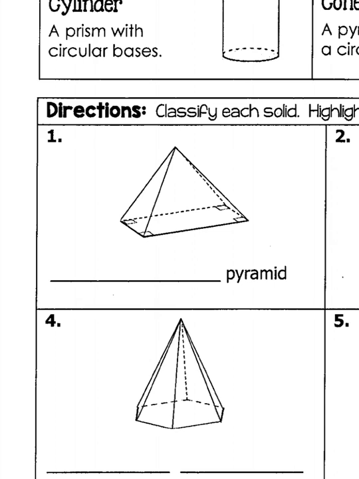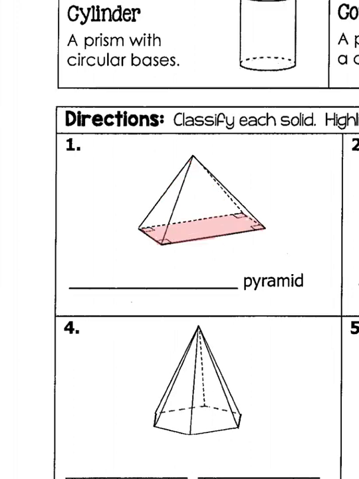Alright, so on number 1, it kind of gave us a little hint here. It showed us that it's a pyramid. Okay, and remember that the reason we know it's a pyramid is because of these triangles. All the faces other than the base are triangles. So because the base is a rectangle, we have a rectangular pyramid.